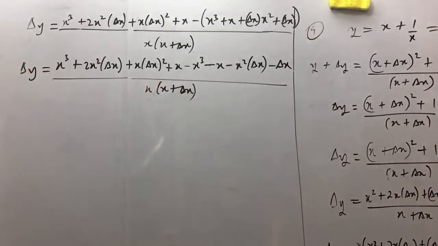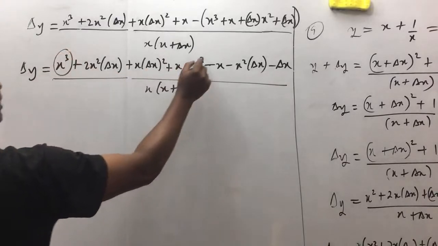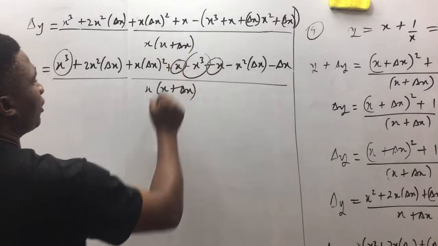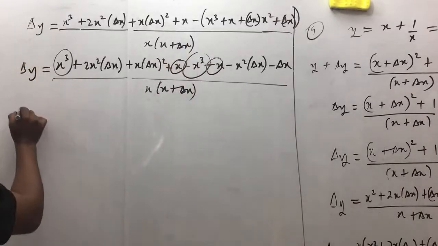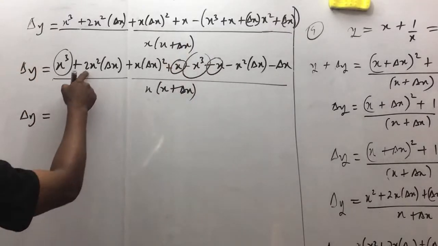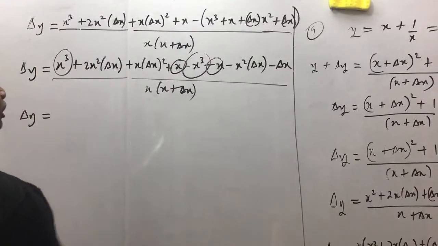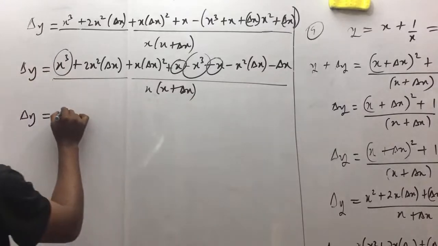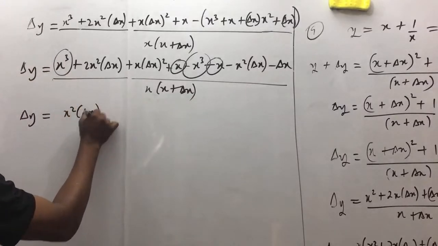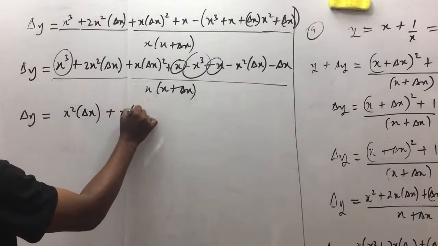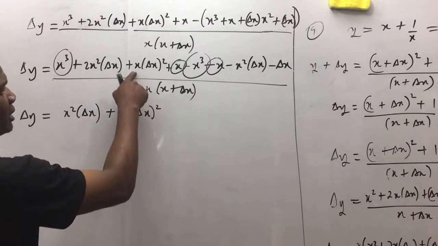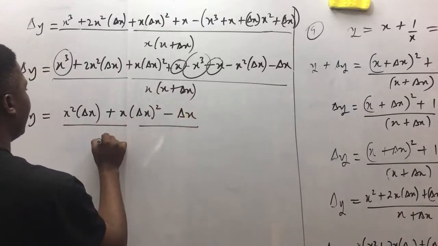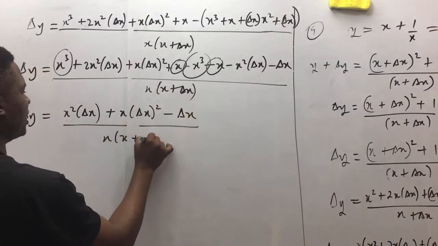Now, at this point in time, we can simplify taking like terms. So I'm going to cancel out this minus, this goes. So x minus x also goes. So we are going to end up having changing y equals 2x squared changing x. You will notice you can actually minus this, and you end up having x squared changing x, then plus x in bracket changing x all squared. So this comes down minus changing x all over x in bracket x plus change in x.